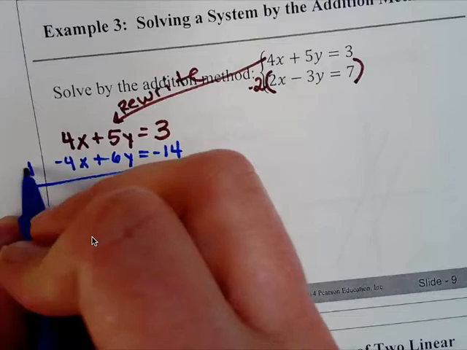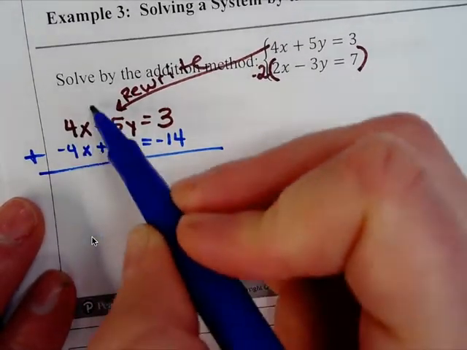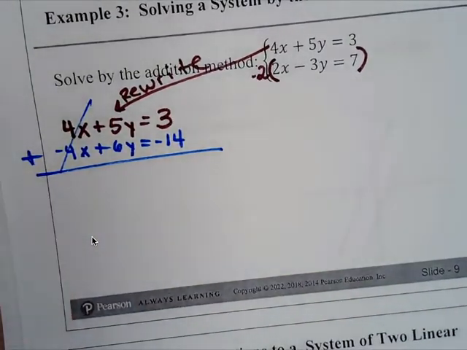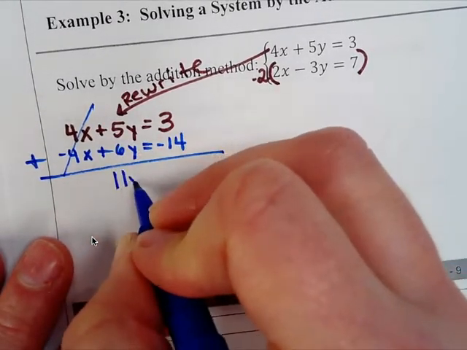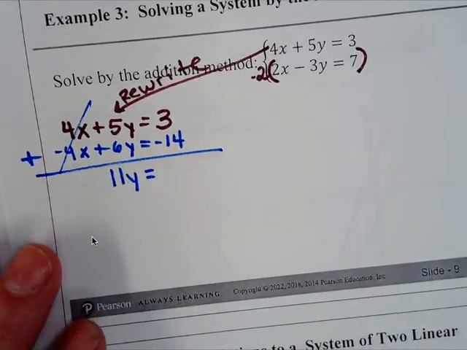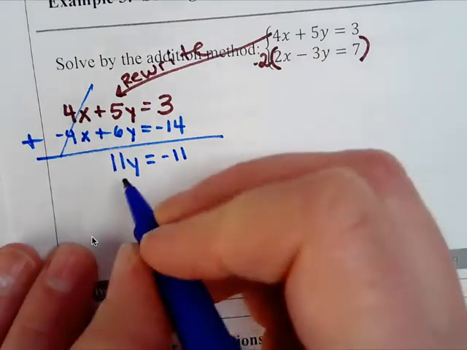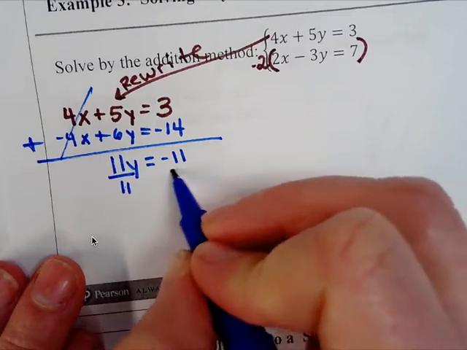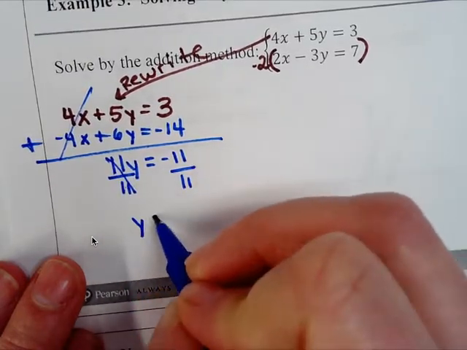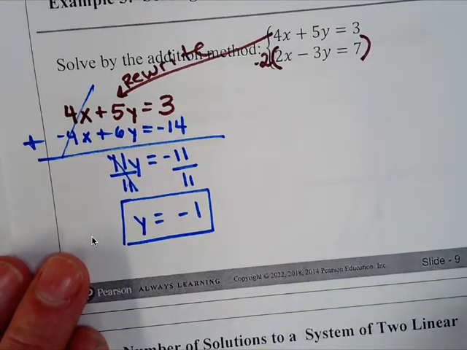So now if I add these together, 4x minus 4x is going to be a 0x. So I don't need it anymore. So now all I have is y's, and I can solve for the y. So 5y plus 6y is 11y. And then 3 minus 14 is -11. And then we can divide by 11. And we get y equals -1. So that's one of the variables.